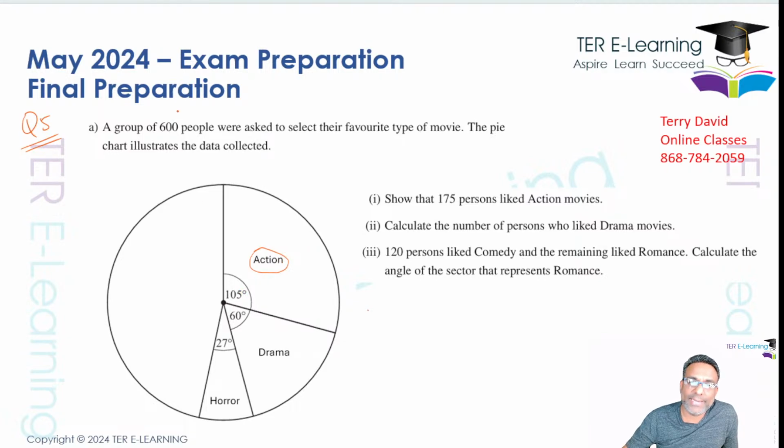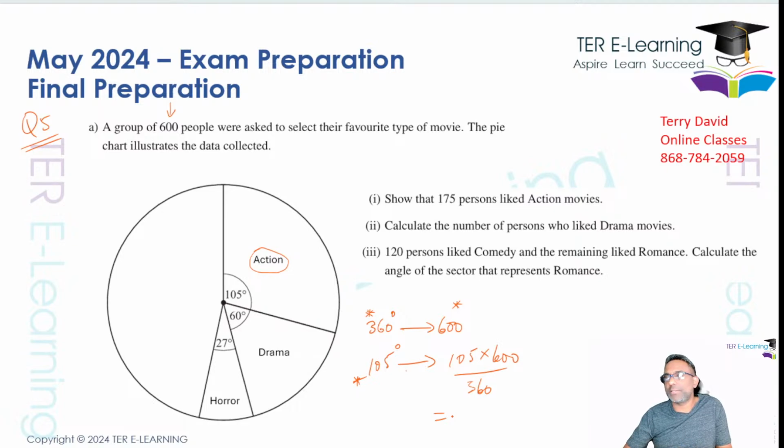Now, the full circle is equivalent to 600 people. So what you could do, you can say, all right, 360 degrees, that's a full circle. That corresponds to 600 people. But if I want to work out for 105 degrees, you're going to cross multiply. Take this number, multiply by 600, divide by 360. So this will be 105 multiplied by 600 divided by 360. When I work this out, you're going to get 175, which is what they told us to prove here. So 175 persons like action movies.